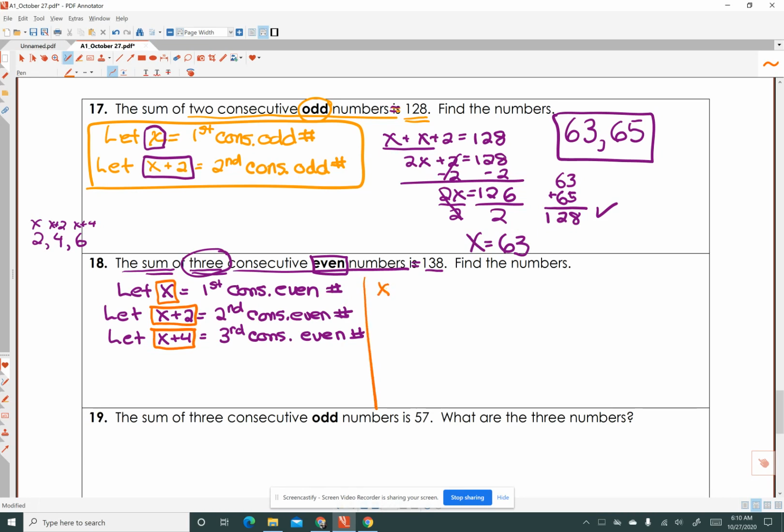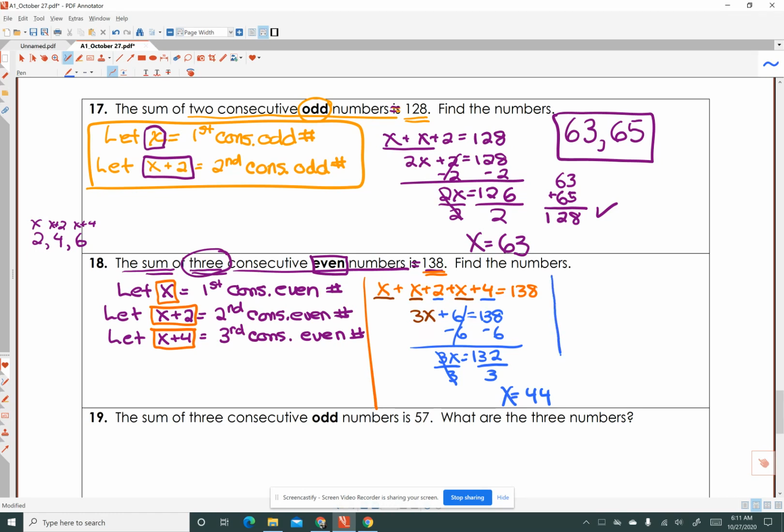So we will have X, that's our first number, plus X plus 2, that's our second number, plus X plus 4, and all of that will equal 138. We have a bit of combining like terms we can do here. We have 3X, and then 2 plus 4 is 6, so 3X plus 6 equals 138. Now subtract 6 from both sides. 3X equals 132. This time we divide by 3 to isolate our X, and our X will equal 44.